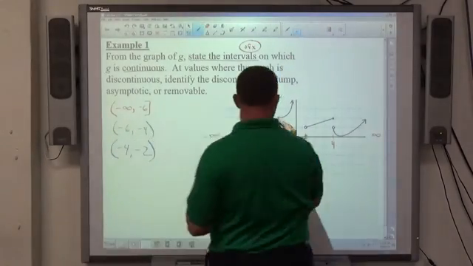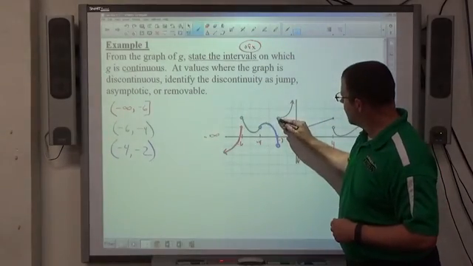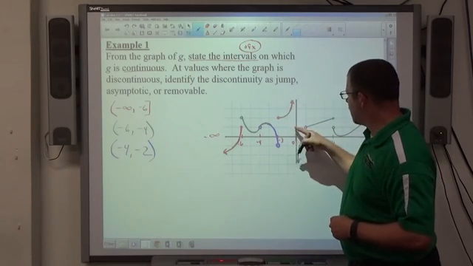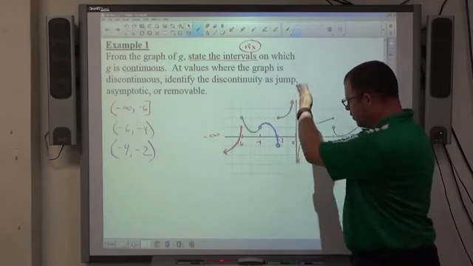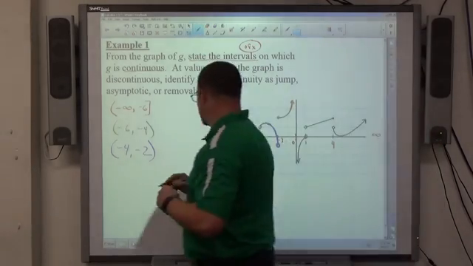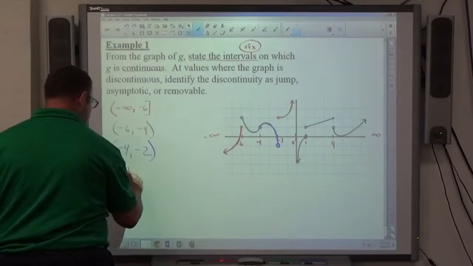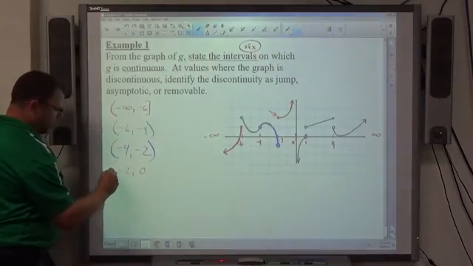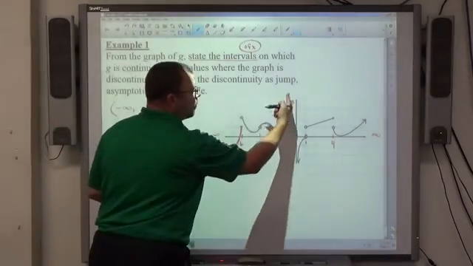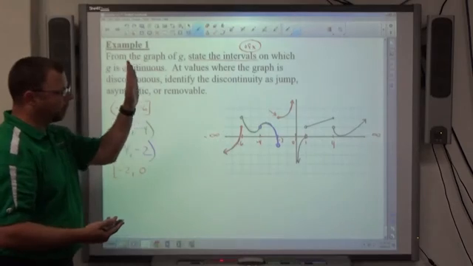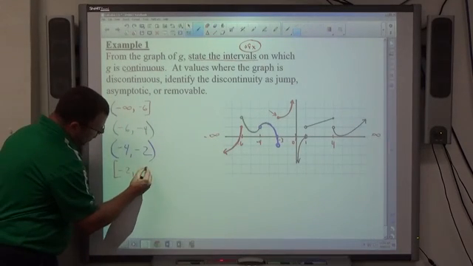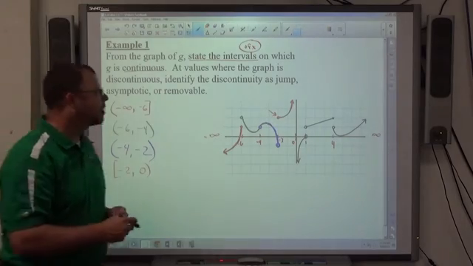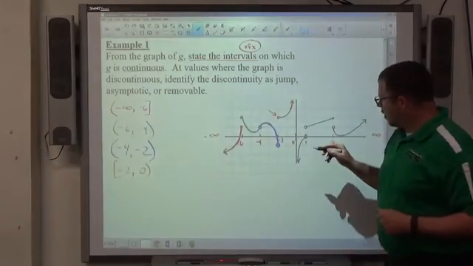Next interval starts here with a closed circle, and it goes straight up. So it never ever touches 0, just going straight up. So zero is acting as an asymptote, x equals 0. So my starting point is negative 2, my ending point is 0. The starting point this time has a closed circle, so I'm going to bracket the negative 2. The ending point doesn't have any circles, but again it goes straight up. It's an asymptote there, so I'm going to put a parentheses because we never have any values at the asymptotes.